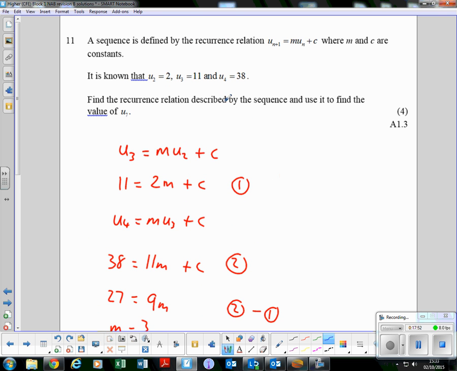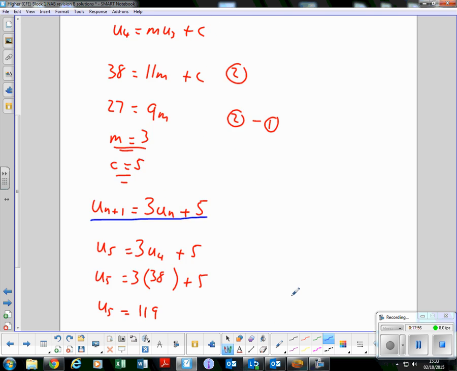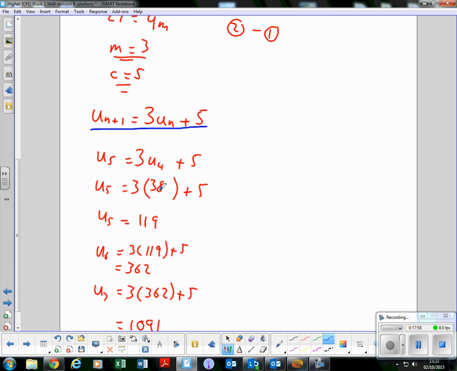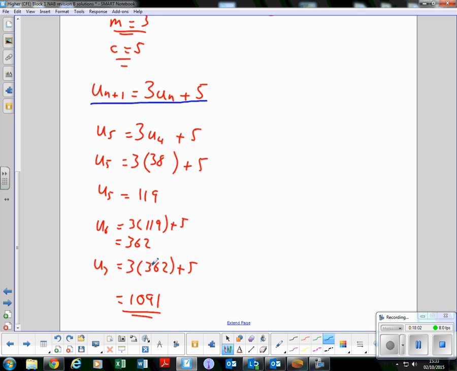Find the recurrence relation described by the sequence and use it to find the value of u7. Well, I know u4. So substitute in u4, I get u5. Substitute in u5, I get u6. Substitute in u6, I get u7. 1091. There it is.